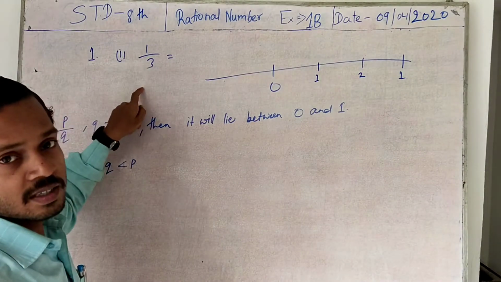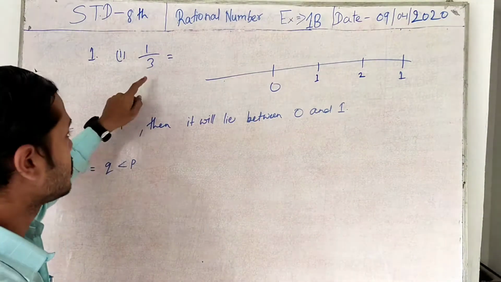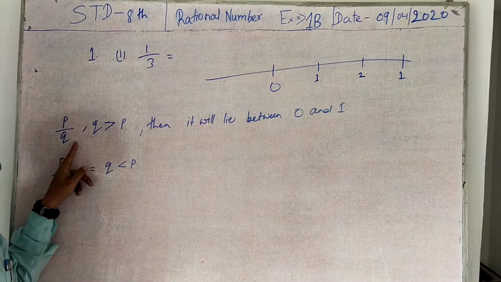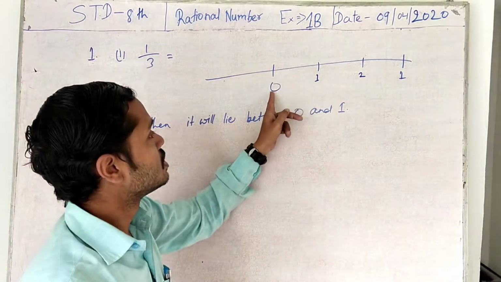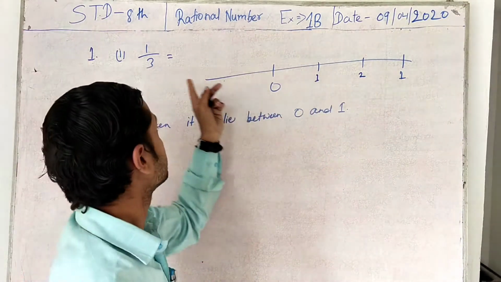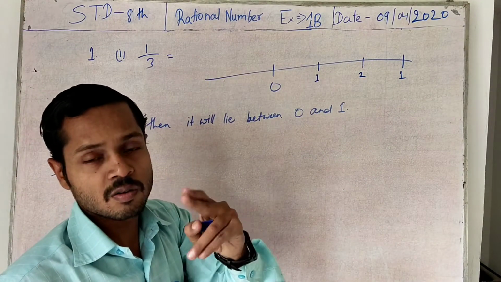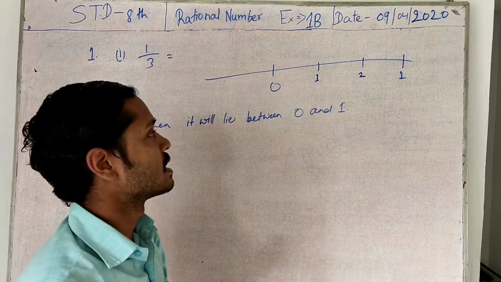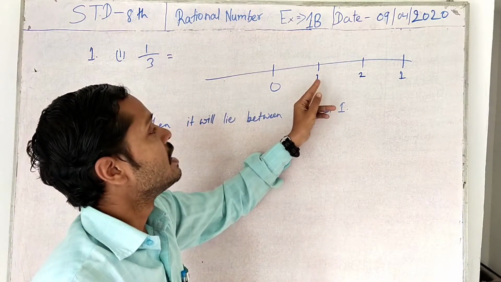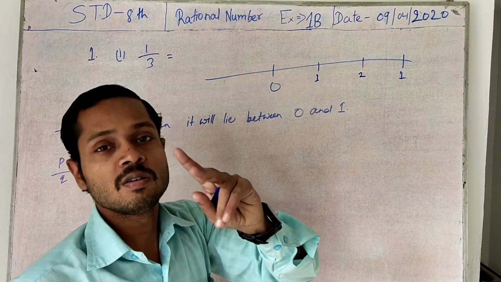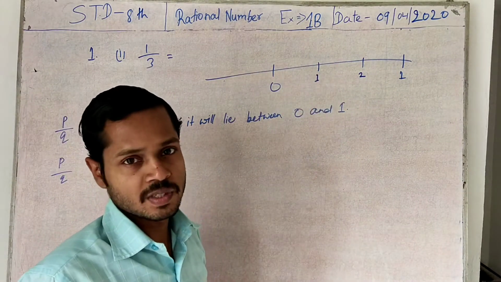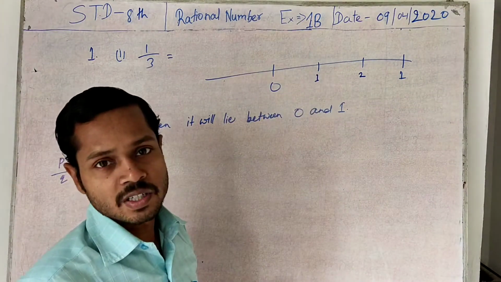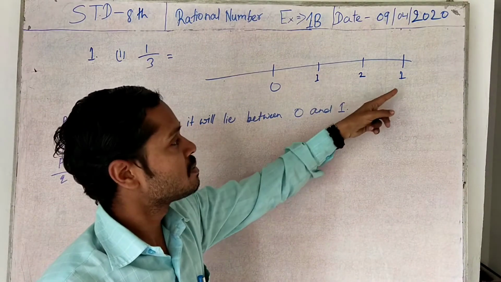First of all, 1 by 3 is given. I am repeating again, 1 by 3 is given. You have to check about that. P by Q: Q is greater than P, then it will lie between 0 and 1. How many parts are there? 3 parts are there, but you have to draw one line less. Now listen. How many parts? 3. Then you have to draw only 2 lines. 1 line, 2 lines. How many parts now become? 3 parts become. Clear? Now look, this part is the first part, this part is the second part, this part is the third part.